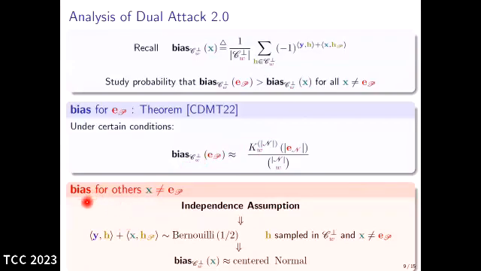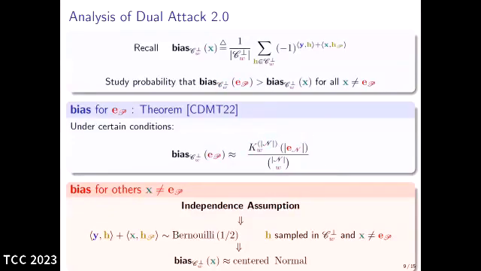And now to study the bias of all the other X's, it is now that we need to make an independence assumption, because it's not so clear when X is not equal to EP what this bias is. And essentially we make an independence assumption, and this will allow us to say that the bias related to X is in fact a centered normal with a variance that we can compute. So this is very convenient for us because then we can study this probability quite easily.